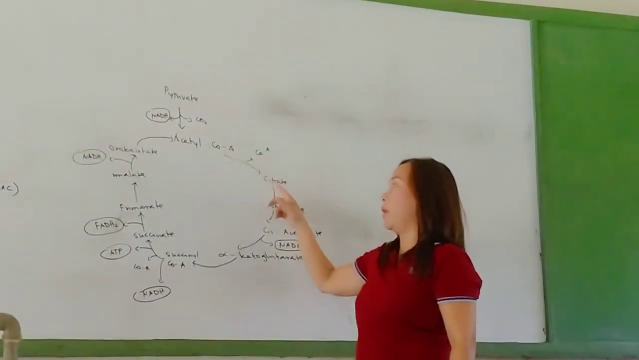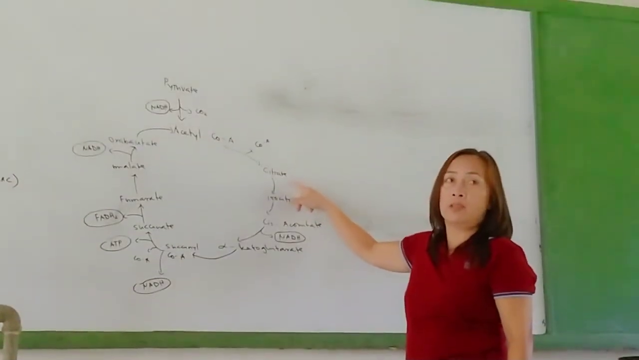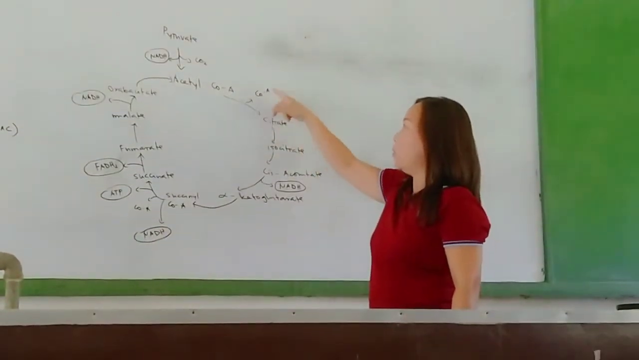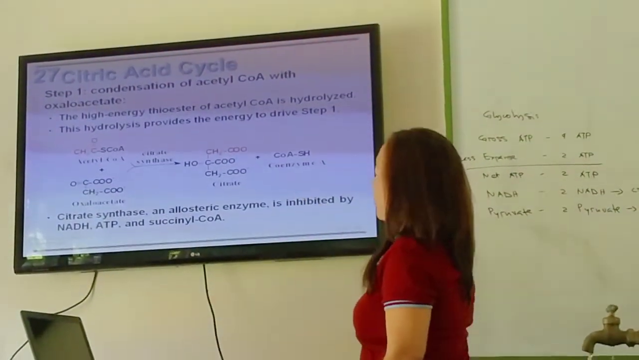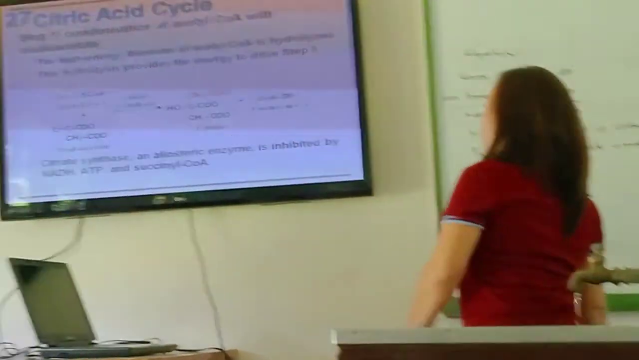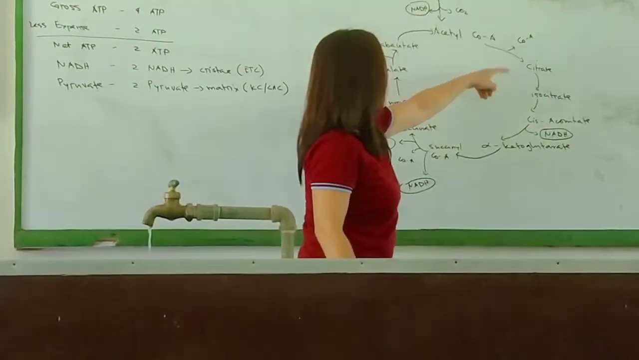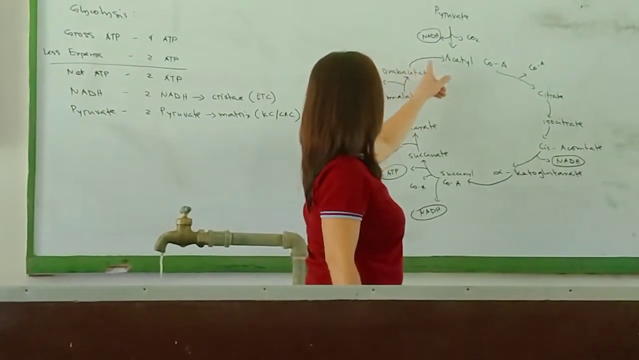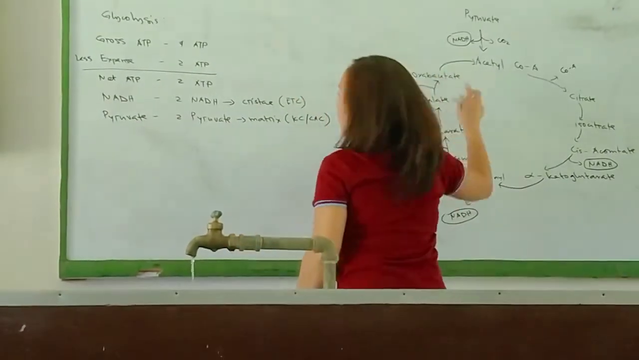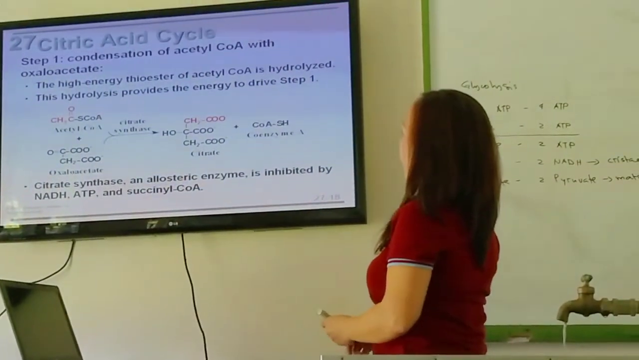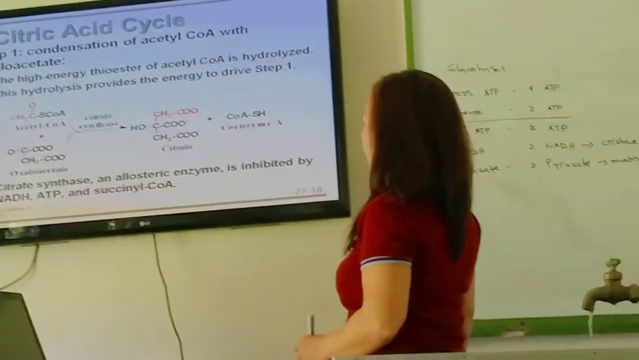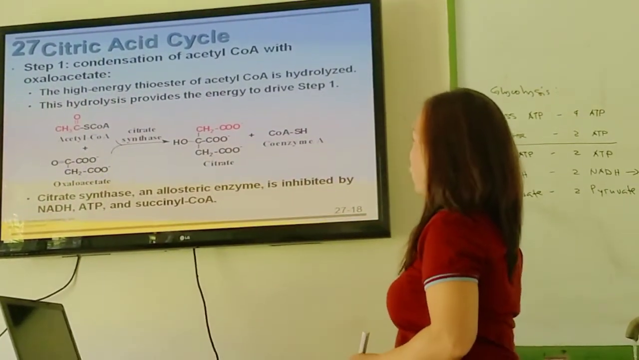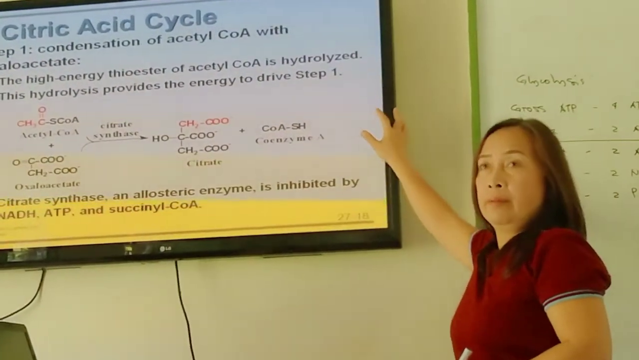Now, it's the acetyl-CoA that enters the citric acid cycle. Now, the CoA is released. So we are starting step 1, condensation of acetyl-CoA with oxaloacetate. Since it's a cycle, it condenses with oxaloacetate. And the high energy thioester of acetyl-CoA is hydrolyzed. So there is hydrolysis that will happen, which provides the energy to drive step 1.